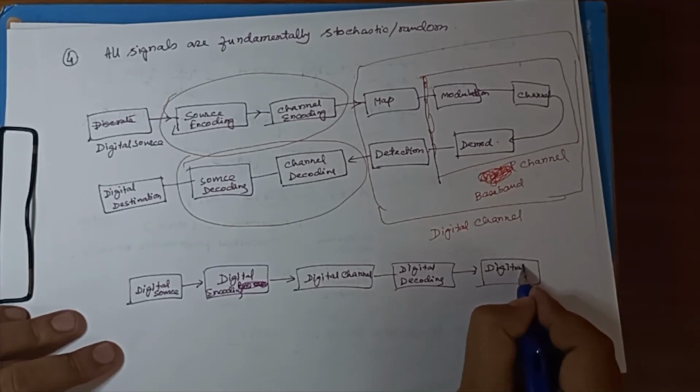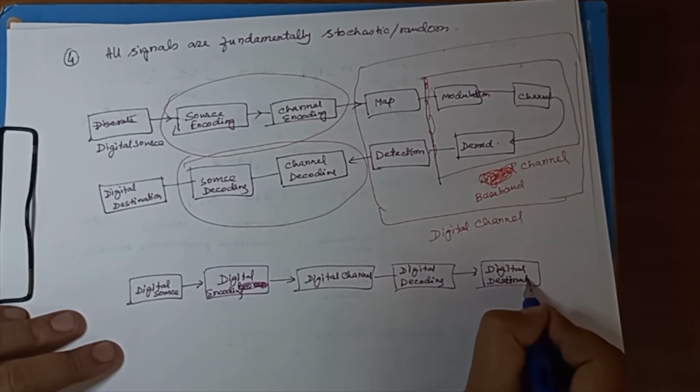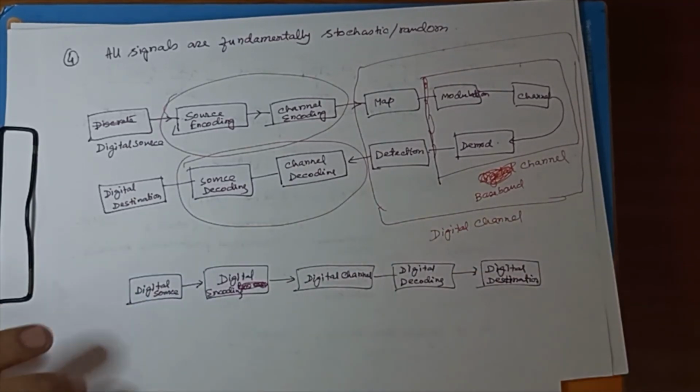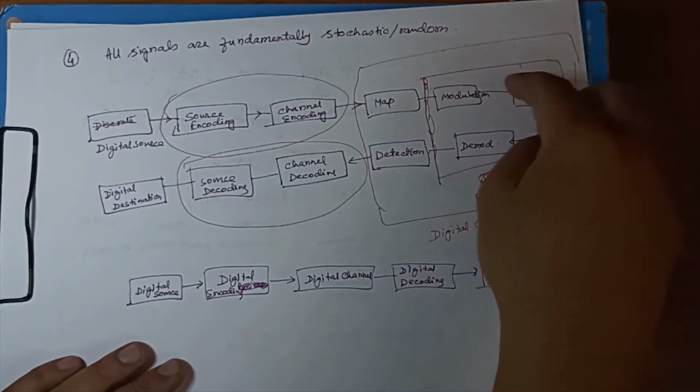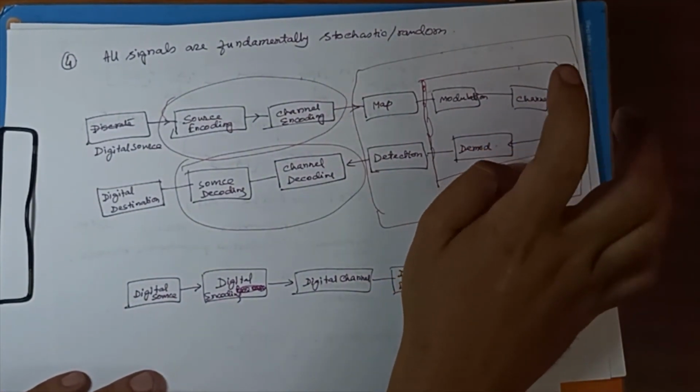So you can see that now the representation of the digital communication system is entirely digital. But you have to be very careful to understand that in reality a digital signal cannot communicate through any real channel. So communication through a channel is definitely analog.